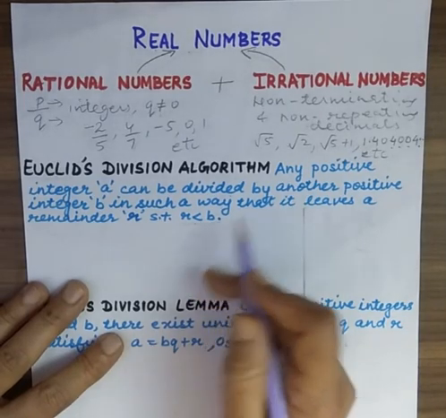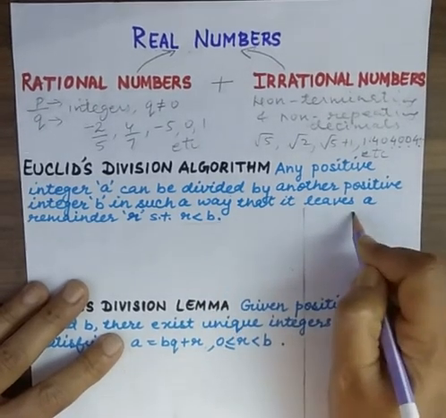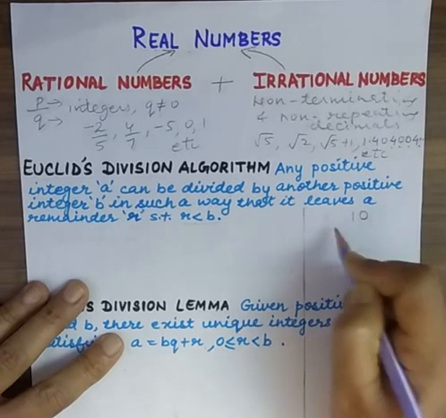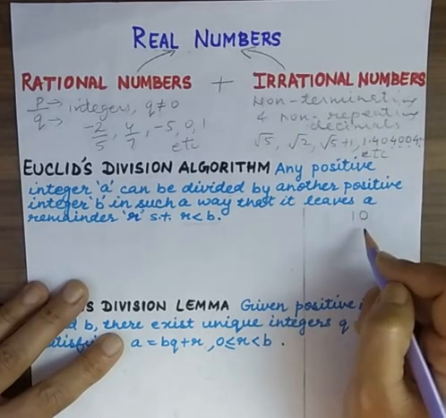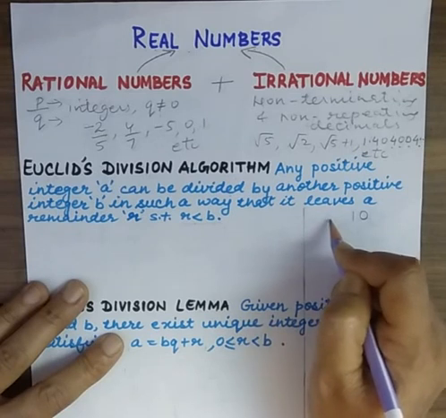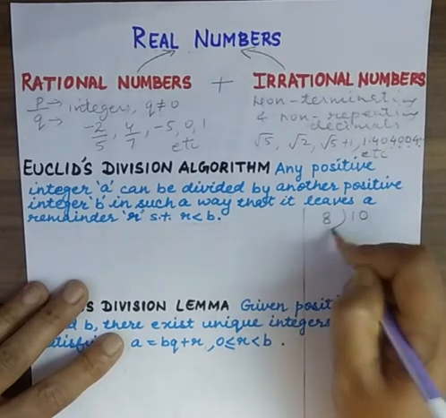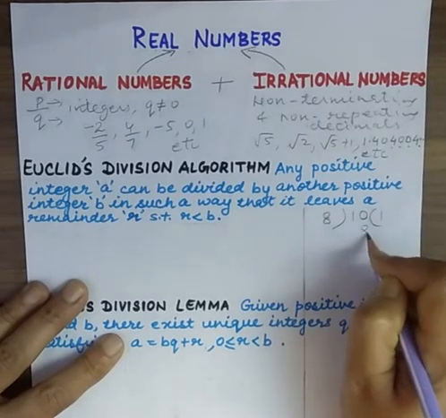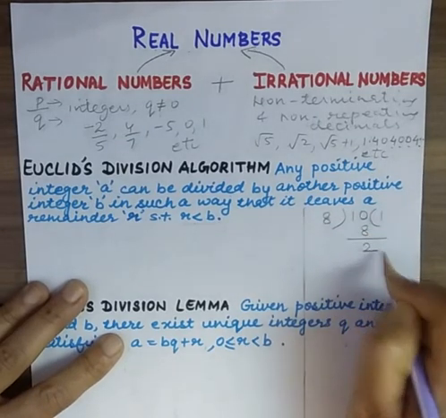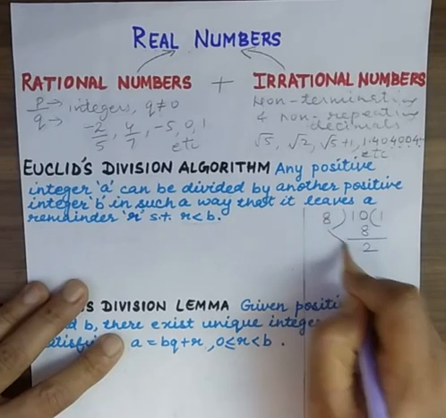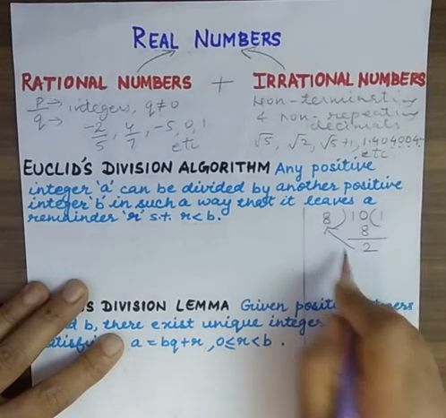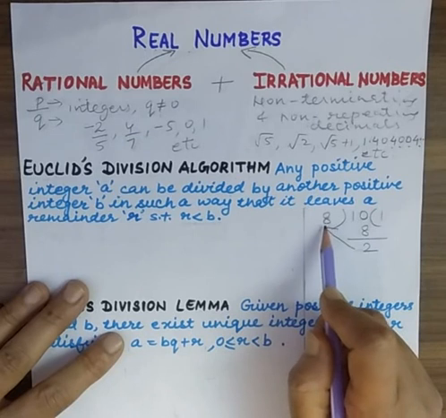Let us take an example of two numbers. Suppose one of the numbers is 10 and we take another number as 8. Alright, and let us divide 10 by 8. 8 ones are 8 and the remainder left is 2, which is of course smaller than the divisor 8.